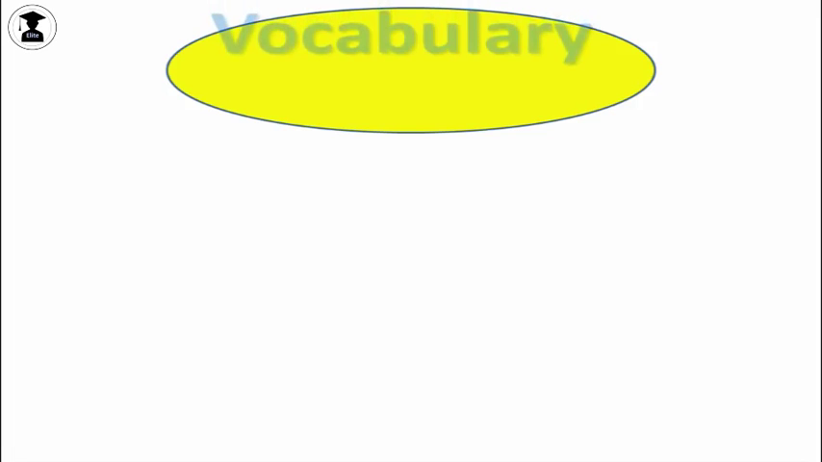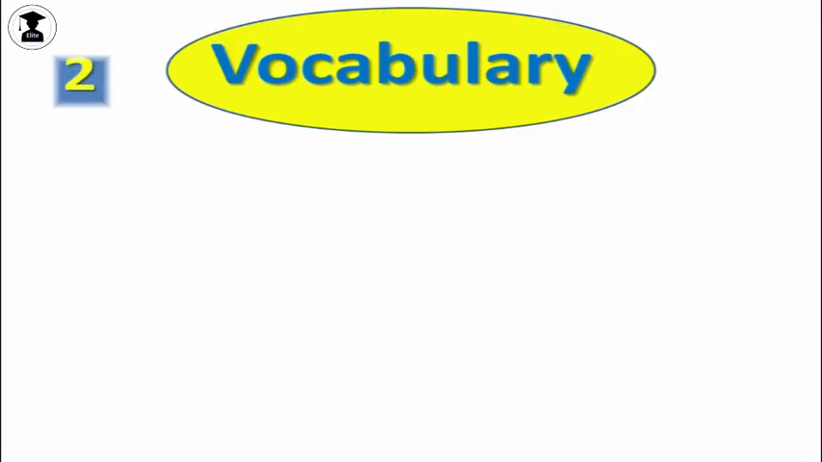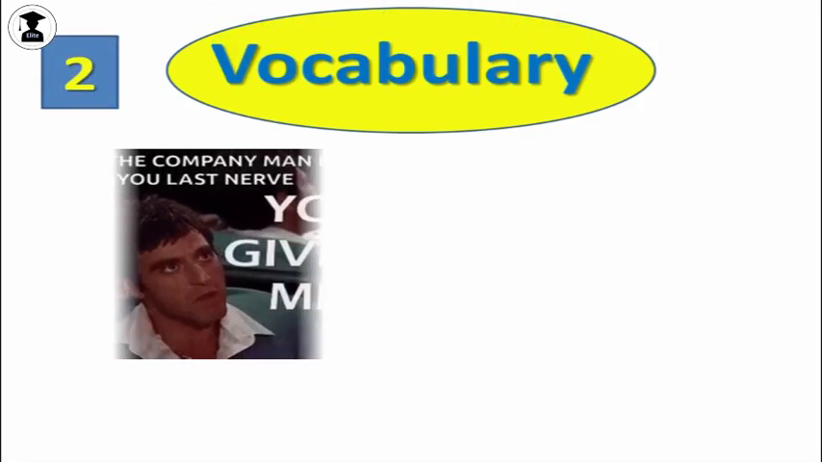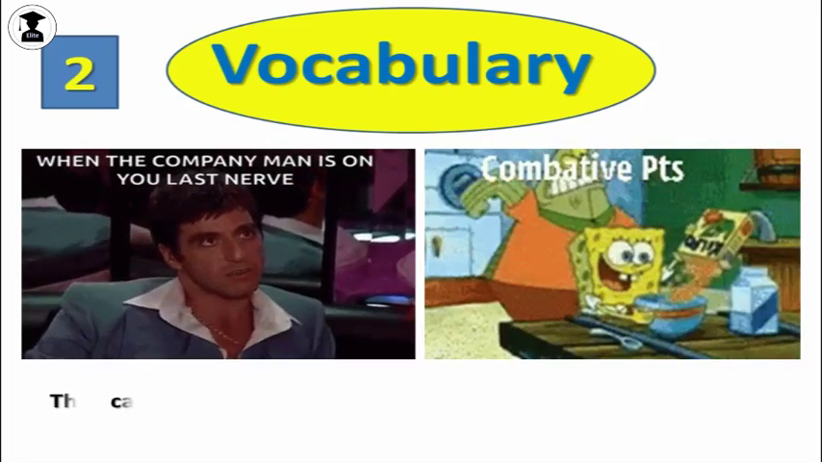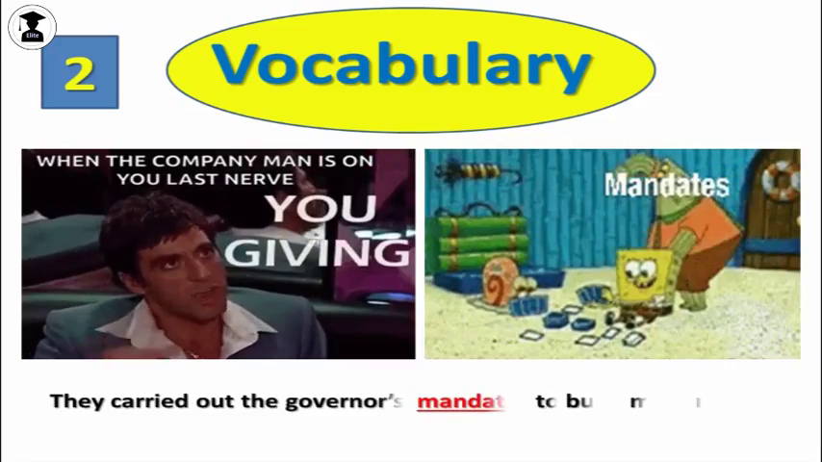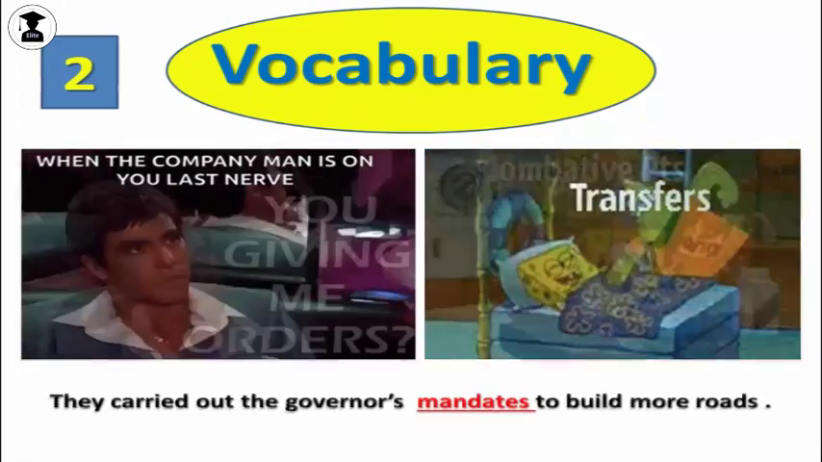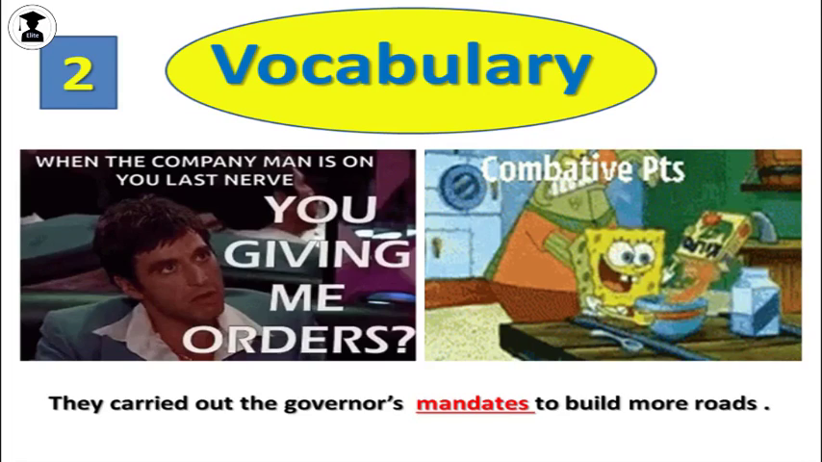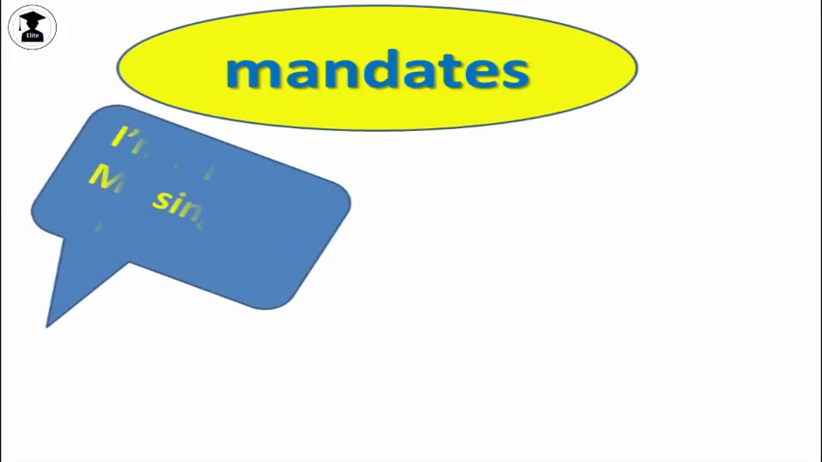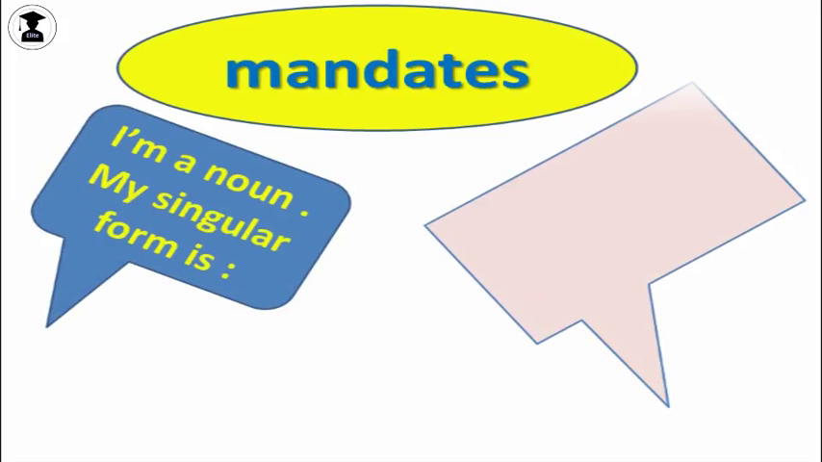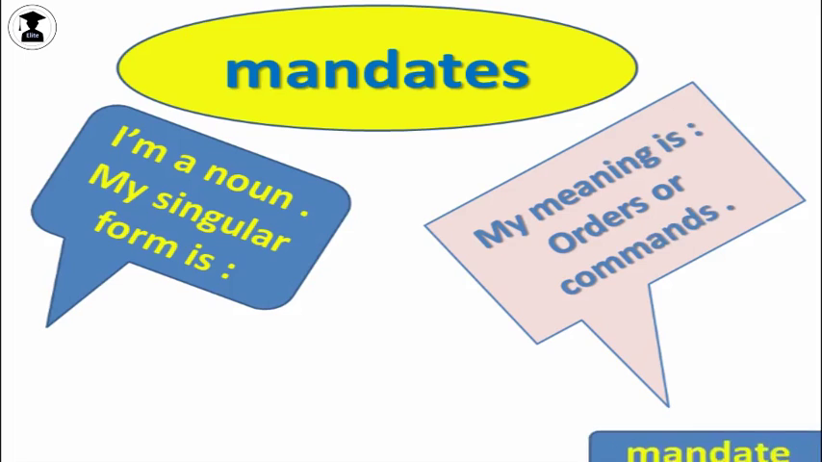The second word today is called mandates. Mandates. And here is a sentence. They carried out the governor's mandates to build more roads. Try to guess. What is the meaning of mandates? Mandates is a noun, and its singular form is mandate. The meaning of mandates is orders or commands.